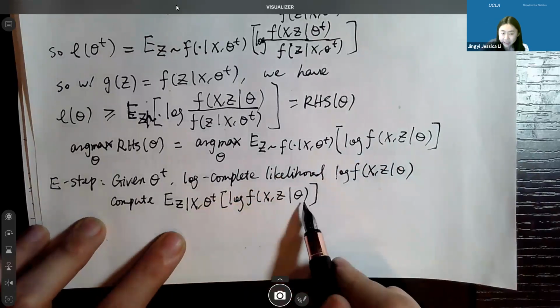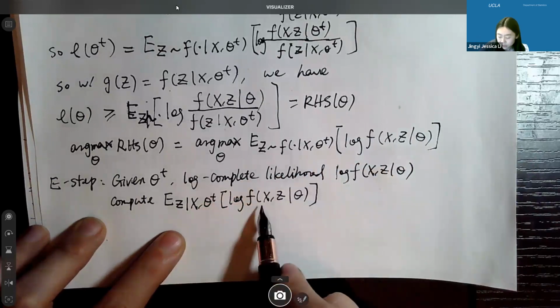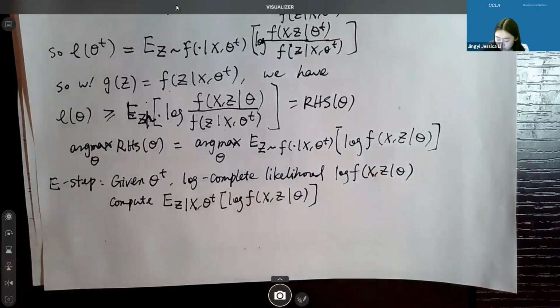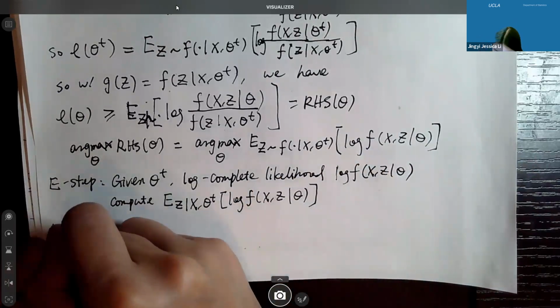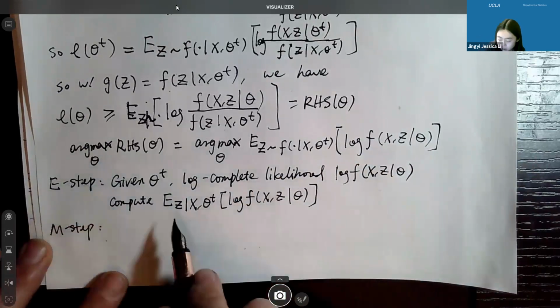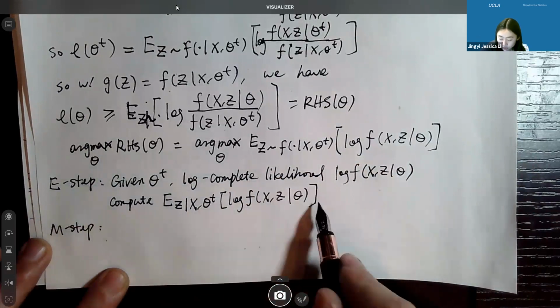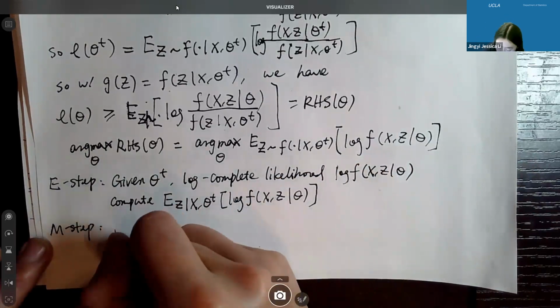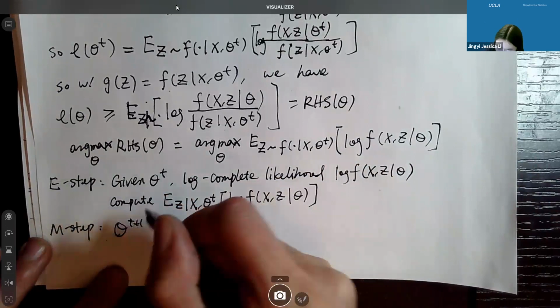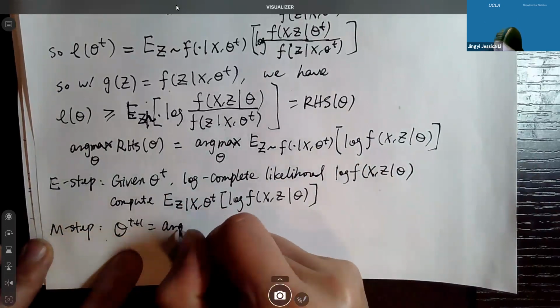Okay, so theta stays, but theta t will also enter because that's how we compute the expectation. And second, my M step is to find the maximizer of this function in terms of theta. So we find theta t plus 1 equals the argmax.